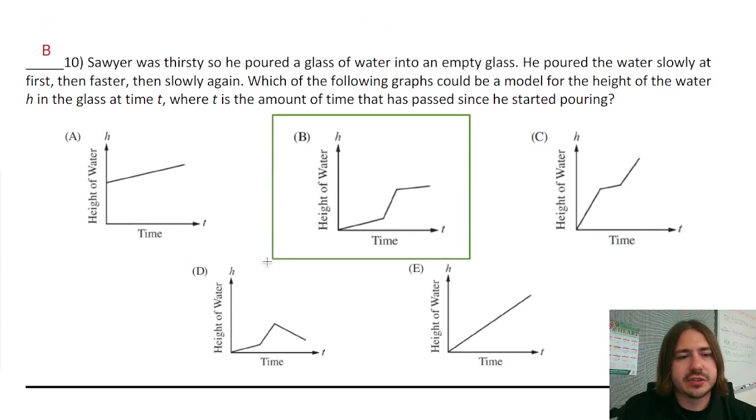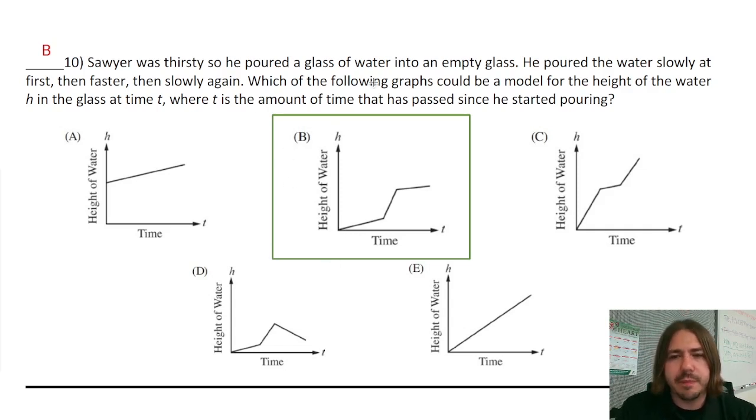Number 10 says Sawyer was thirsty, so he poured a glass of water into an empty glass. Poured the water slowly at first, then faster, then slowly again. Which of the following graphs could be a model for the height of the water? Okay, so the answer here is B.